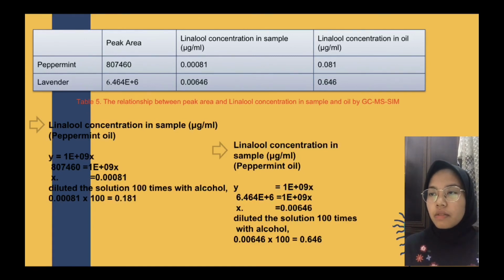So to get both values, which are concentration in sample and in oil, we just substitute the peak area in y, and we divide with the equation, and we will get the value of x, and we must multiply by 100. Why do we need to multiply by 100? Because we diluted the solution that we used 100 times with alcohol. So that's why we need to multiply by 100.